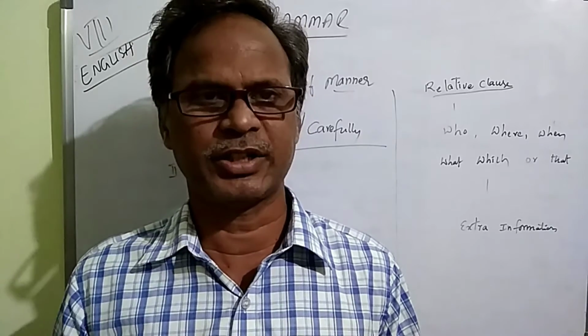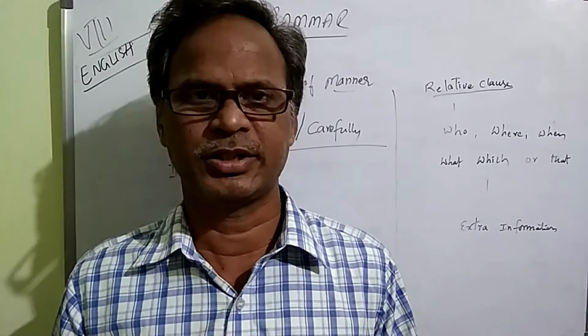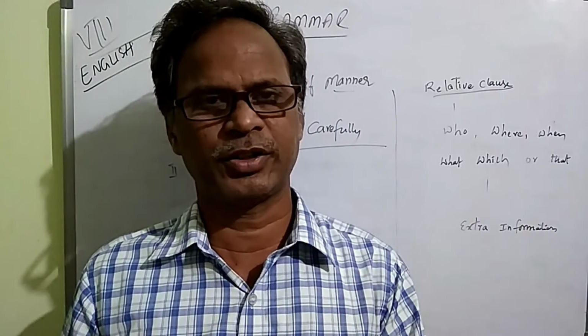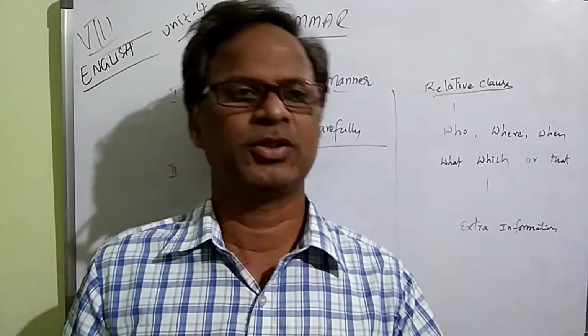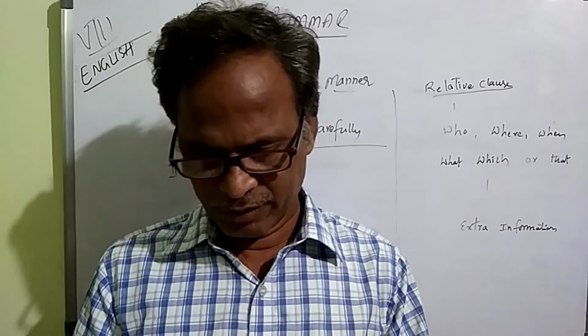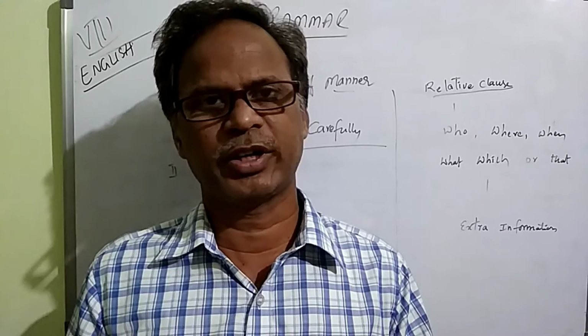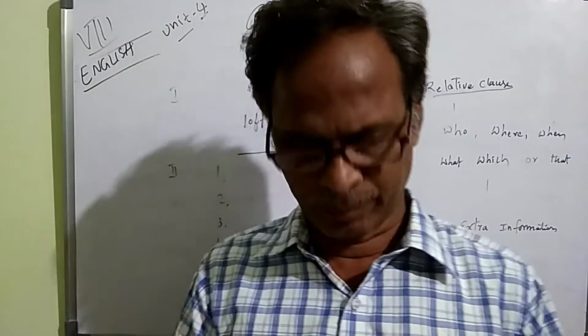Next, the fourth bit is given, children. Complete the following sentences using suitable relative clauses. But here only some part is given to you. The rest, according to your thoughts and ideas, you can fulfill as you get the idea. That means the first one, I know the boy. The boy is a person. For that you can write who. By adding who, you can give the extra information.